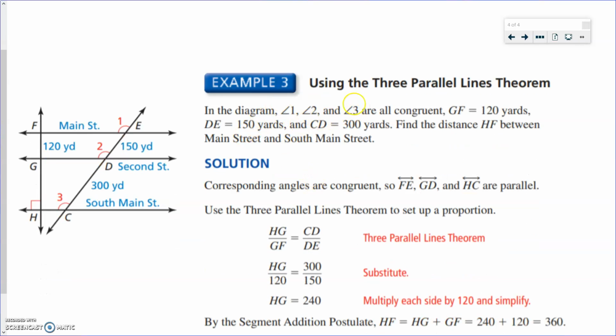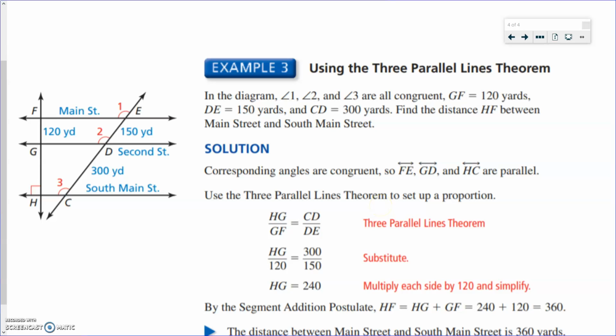In the diagram, angles 1, 2, and 3 are all congruent, so that's indicated by these little partial circles. GF equals 120 yards, DE equals 150 yards, CD equals 300 yards. We want to find the distance HF along Main Street. So we can set this up. We have three parallel lines. We have 1, 2, 3 parallel lines cut by two transversals, and we can set up these ratios.